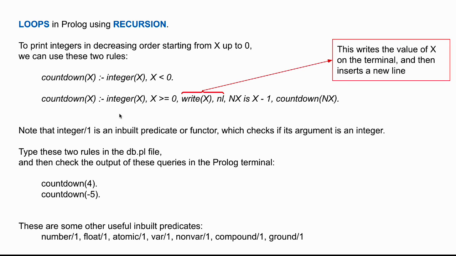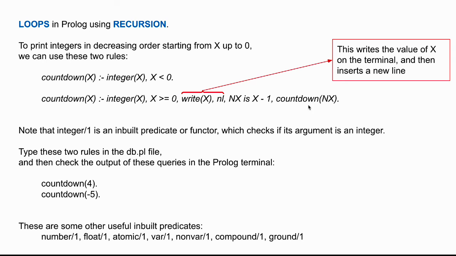Here we have an inbuilt functor called integer(X). This checks if X is an integer or not, because we want to print only integers starting from X. So if X is not an integer, so if the user inputs something else, then that should not be printed.